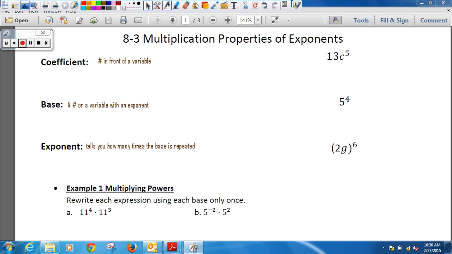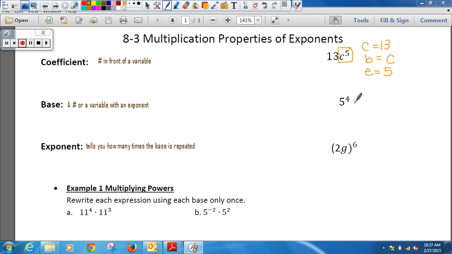Okay, so if we go over here and we just name some of these, I'm just going to use C, B, and E for coefficient, base, and exponent. My coefficient here is equal to 13 because it's a number in front of the variable C. The base here is C because the base has the exponent. The exponent is 5. So if I look here, it separates it here. So 13 does not have an exponent of 5, only the C.